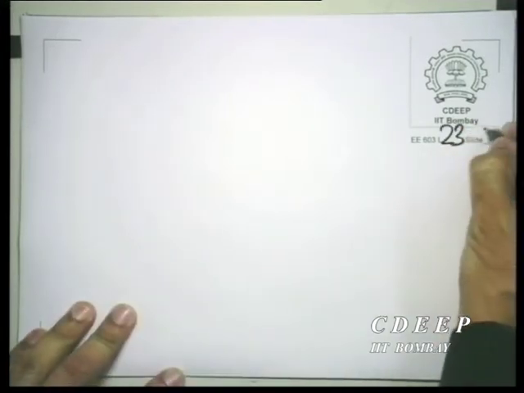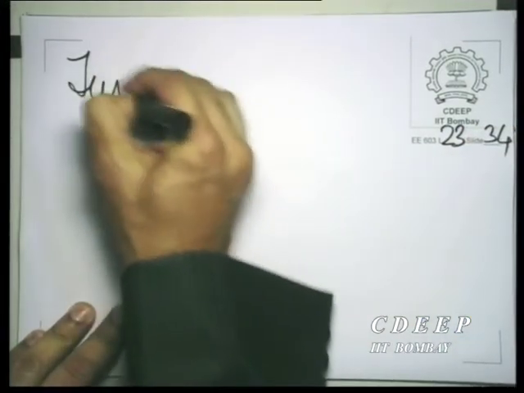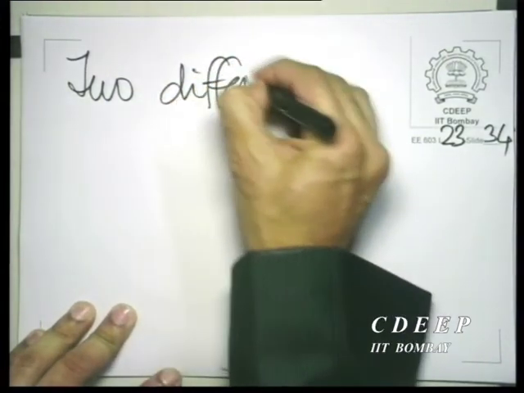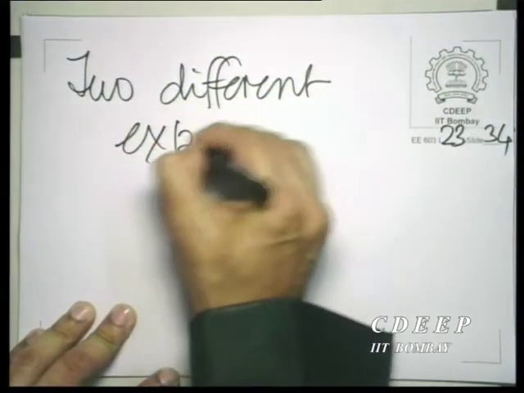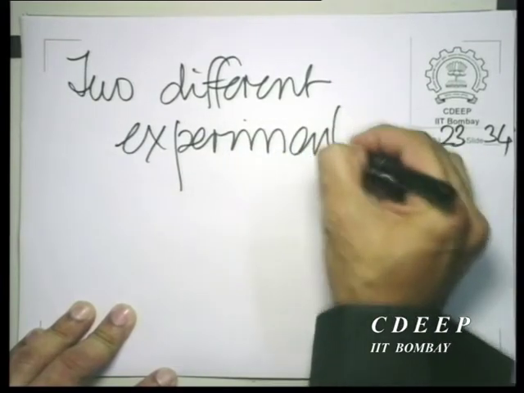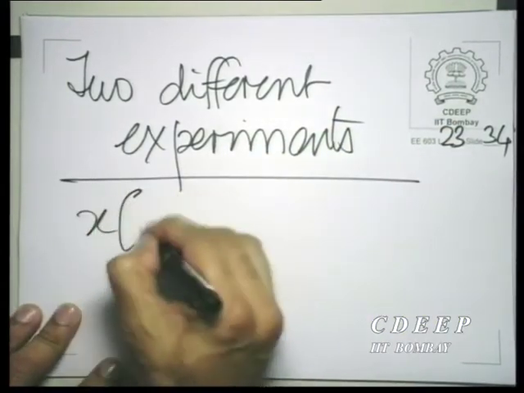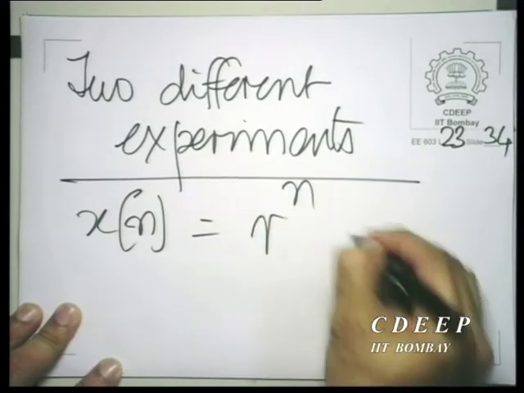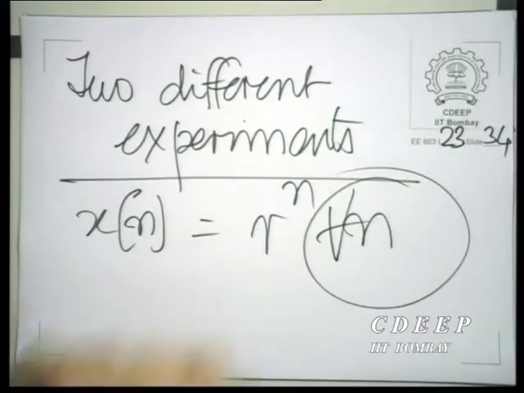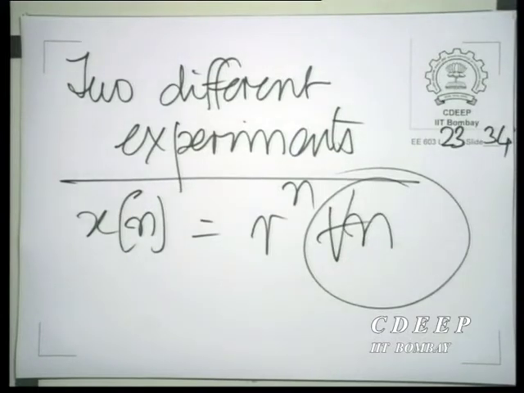So, two different experiments were conducted. In each of the experiments, the input was of the form r to the power of n for all n. Now, please note, this was r to the power of n for all n, not r to the power of n u[n]. There is a very big difference. r to the power of n u[n] gives a different response, and r to the power of n for all n gives, in fact, r to the power of n.